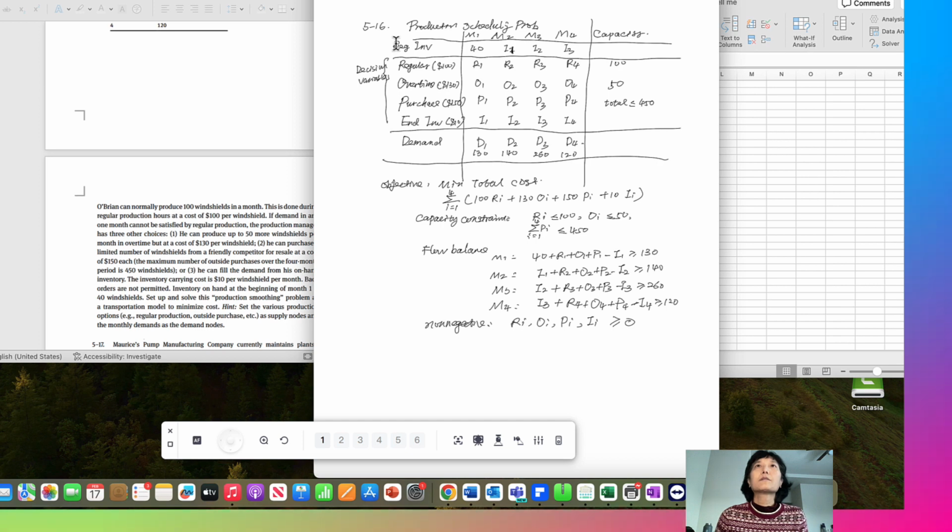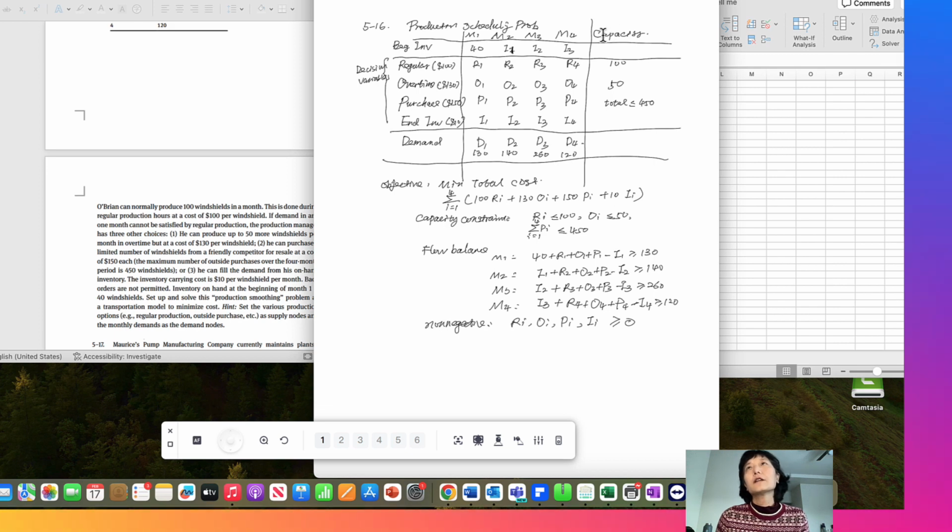So we're going to list the beginning inventory, regular production, how much to produce using overtime, and how many units to purchase in each month, and then ending inventory. Those are the decision variables. Month 1, beginning inventory is 40. Suppose you produce R1, overtime produce O1, and P1 represents how much to buy from the competitor, I1 is the inventory left over, and D1 is the demand that must be met.